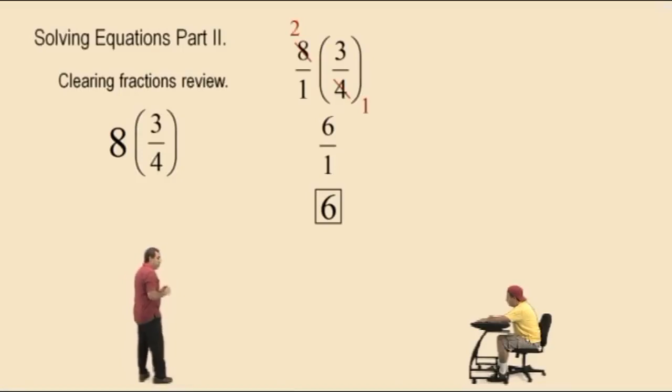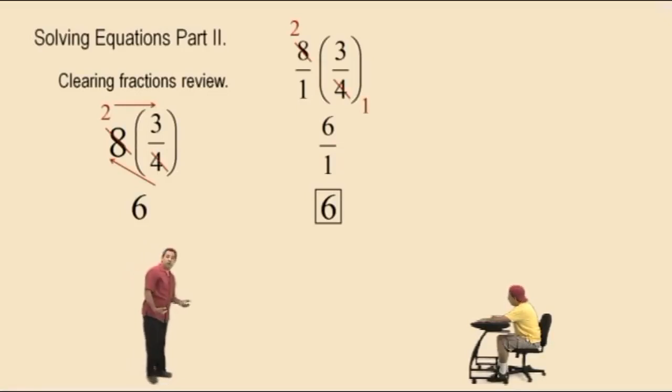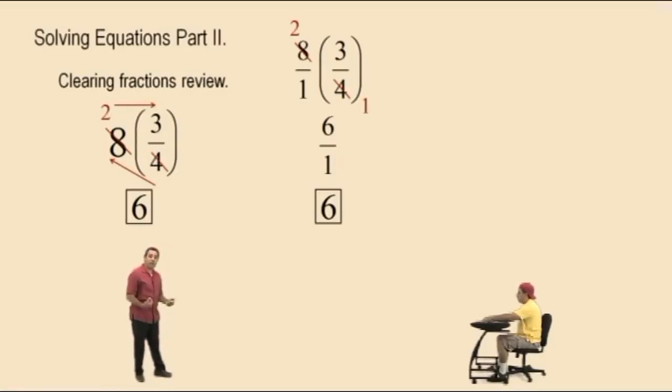What we want to learn to do very concisely is to do those steps in one compact step. Up here, watch. It's the same thing. We can think, okay, 4 goes into 8. How many times, Charlie? 2. Or you can think 8 divided by 4 is 2, and 2 times 3 is 6. 6. That's our clearing fractions technique. So that's how we kung fu fractions.